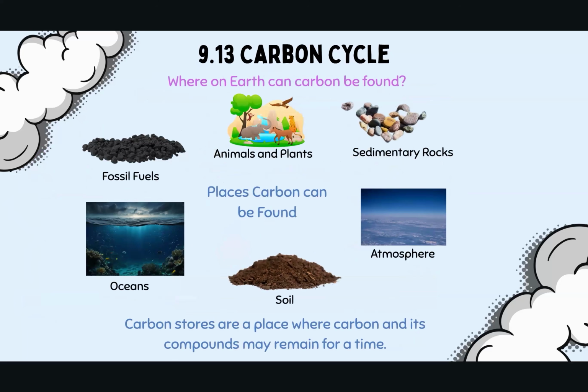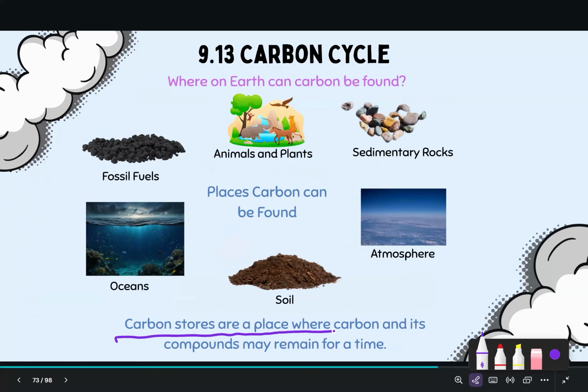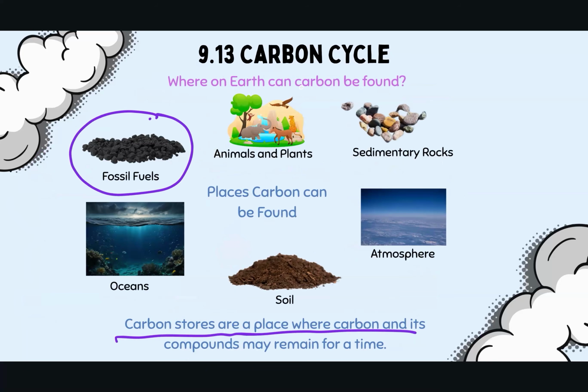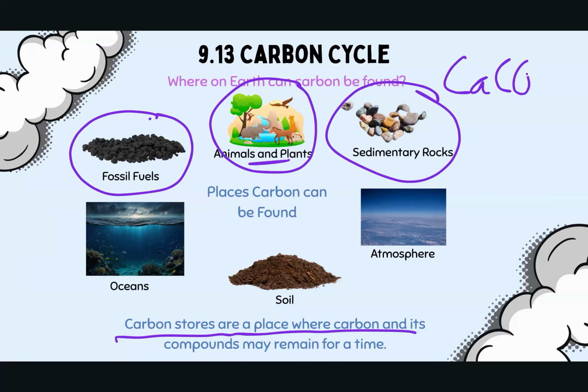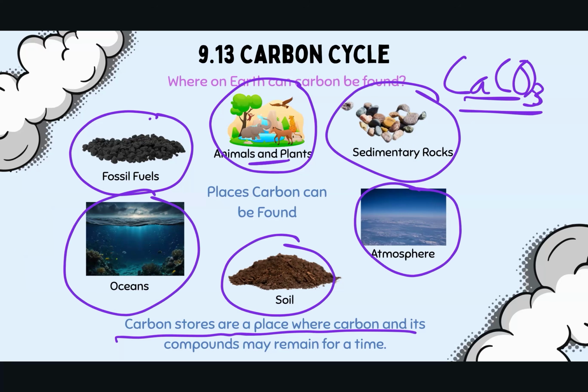So where on earth can carbon be found? Carbon stores are a place where carbon and its compounds may remain for a time. Carbon is locked inside fossil fuels, animals and plants until the animal or plant dies. Sedimentary rocks, for example, calcium carbonate. What happens to a carbonate when it reacts with an acid? We know this from chemistry. It releases carbon dioxide. This carbon dioxide is locked in the atmosphere, within the soil, and within the oceans.